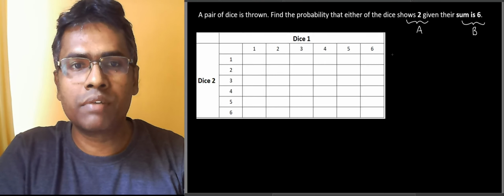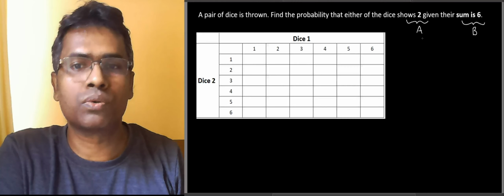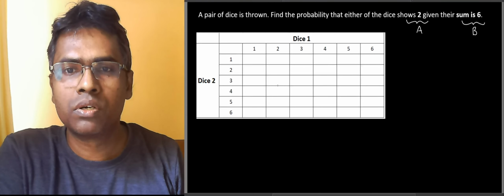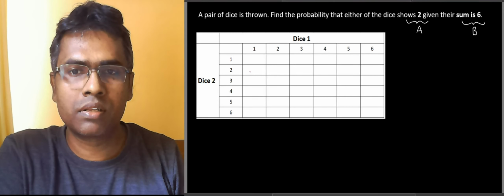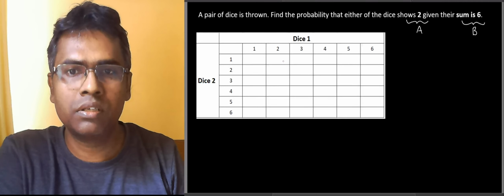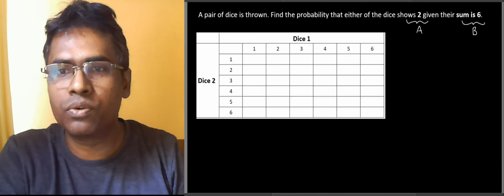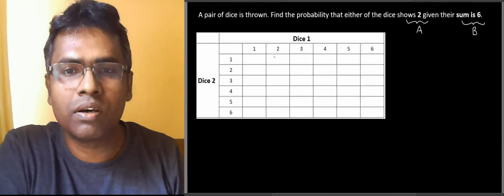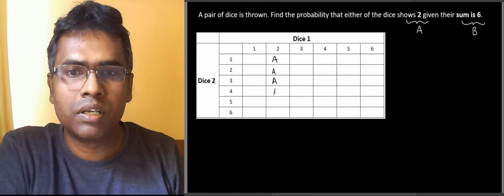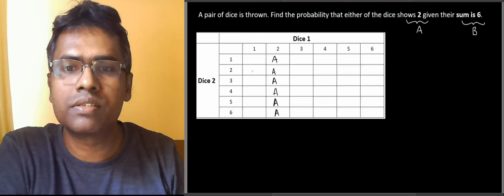Now suppose I am interested in the event when either of the dice shows 2. So either of the dice can show 2 or both of them can show 2. So I am interested in this entire row, or maybe I'll start with column. So for dice 1, let's say all these events are okay for me. So if these happen, then event A has happened, and similarly these are fine.